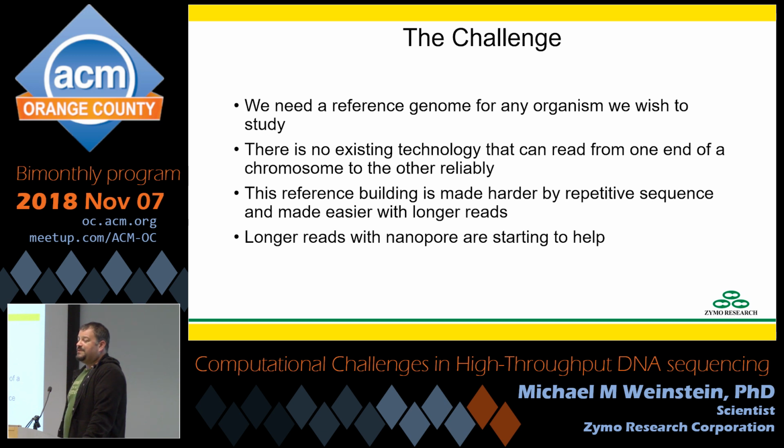We don't have technology right now to read from one end of a chromosome to another, unless it happens to be a very short chromosome. As I mentioned before, with PacBio or nanopore technology, you can read a few 100,000 bases. Typically, a whole chromosome is going to be in the millions. So having no technology that can reliably read from one end of a chromosome to another, we have to figure out a way to assemble these short reads. It makes this a little bit harder because some of these chromosomes have repetitive sequence. And as I mentioned, longer reads are becoming more possible with nanopore technology.